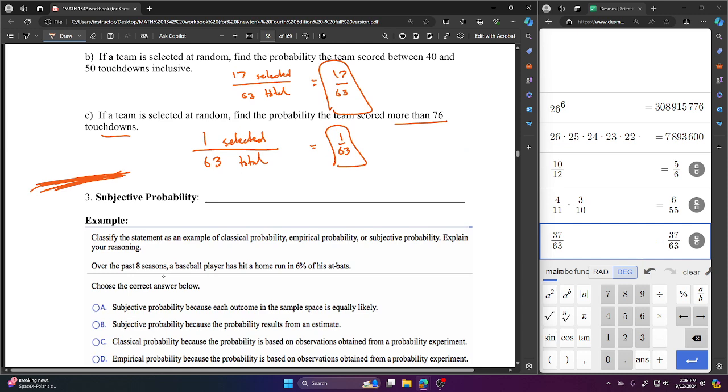Another one. Subjective probability is just guessing. Let me give you a really awesome example or two, okay? 4 out of 5 dentists recommend Crest. That sounds awesome, doesn't it? Really like that one.